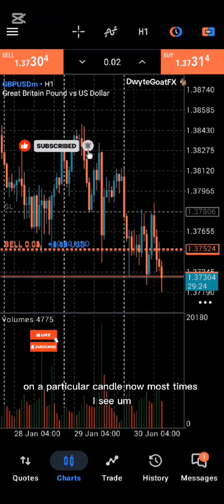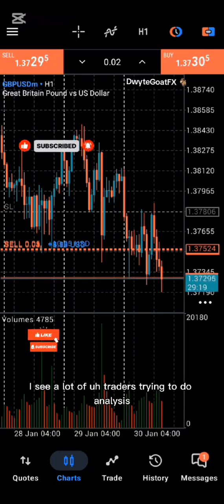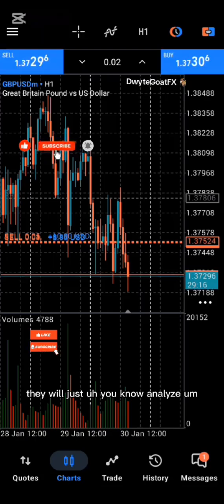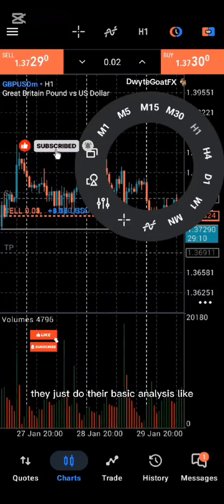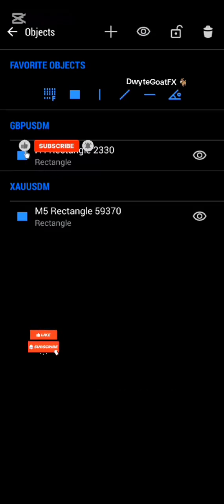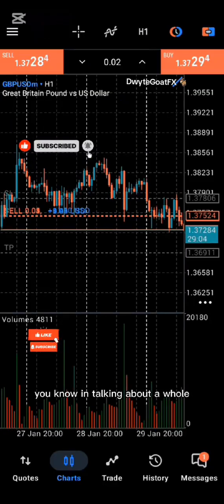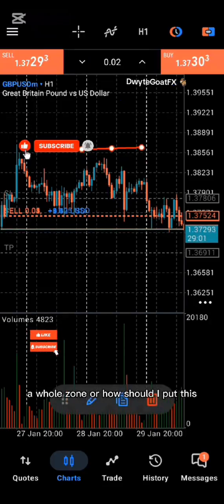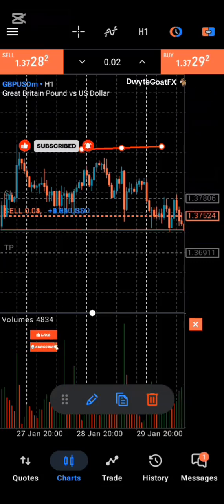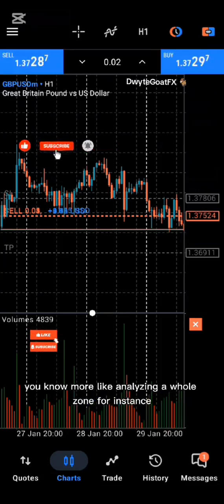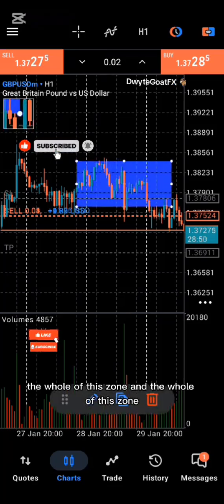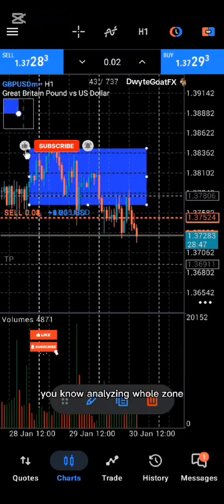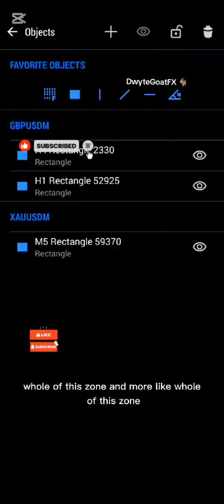Now most times I see a lot of traders trying to do analysis. They'll just do their basic analysis, like talking about a whole zone, or how should I put this, more like analyzing a whole zone. For instance, the whole of this zone and the whole of this zone, analyzing the whole of this zone, and more like the whole of this zone like this.